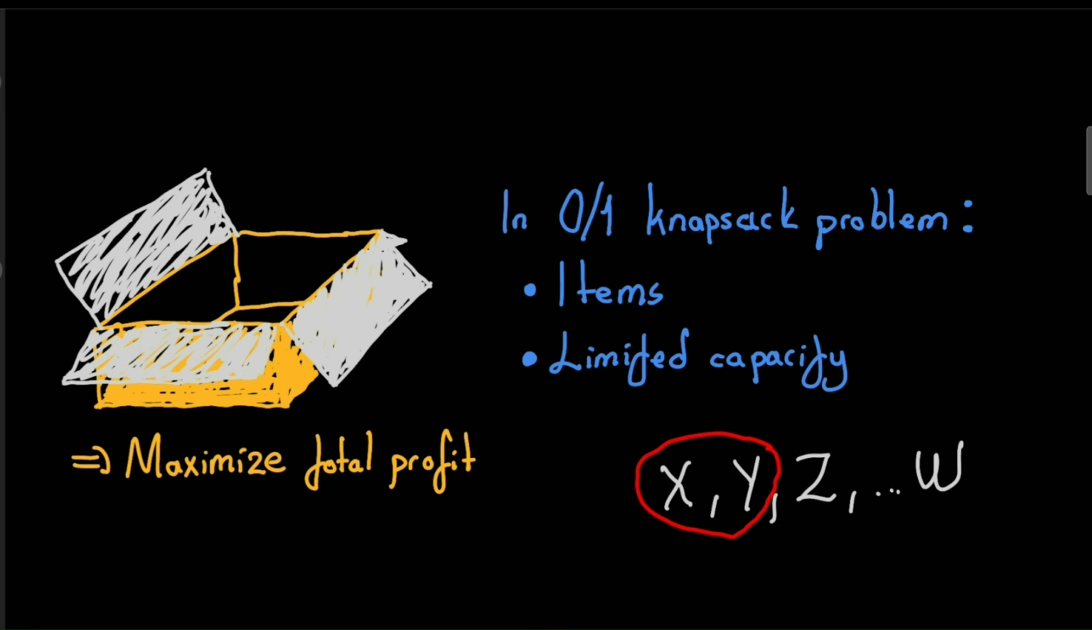the capacity. By the way, the 0 or 1 part means that we either take an item or leave it. So we can't take fractions. There is also the fractional knapsack problem, which we will see in upcoming lessons, but for now we are assuming that we can either take the whole item or leave it.